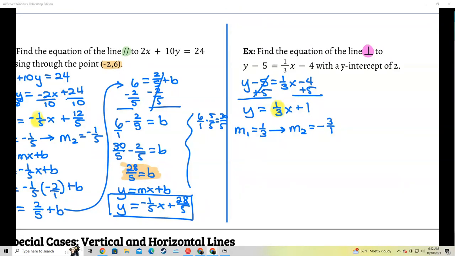We got to change the sign, and I got to flip the fraction. Well, negative 3 over 1 is just the same thing as negative 3. So I know exactly what my slope is. My slope is negative 3. Let me go ahead and start finding my equation now. I have y equals mx plus b, but I know my slope is negative 3. So I'm going to write y equals negative 3x plus b, because again, this is my new slope now.